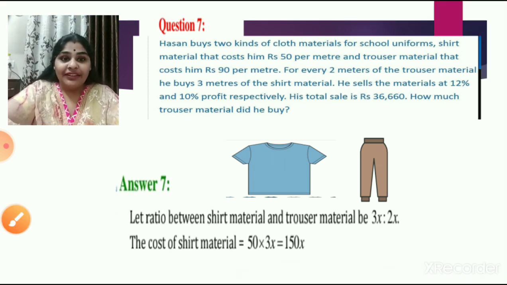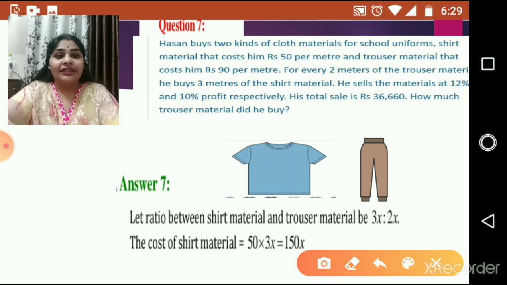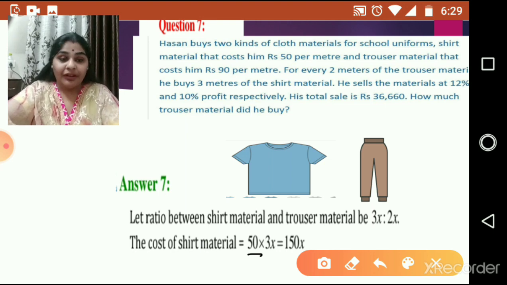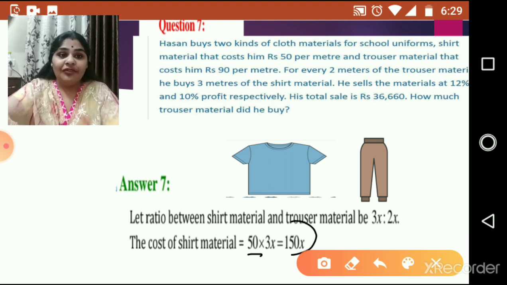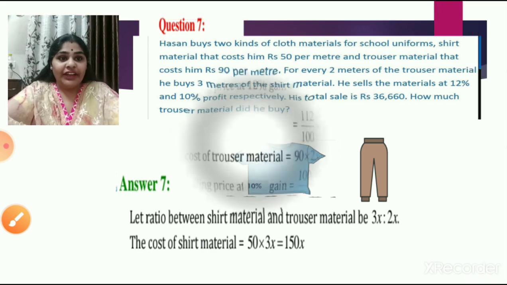So let the ratio between the shirt and trouser be 3x is to 2x. Cost of shirt material will be, as I said, per meter is given 50 rupees per meter. So 50 into 3x will be 150x. This is the cost of the shirt material, children. Now let us move ahead.